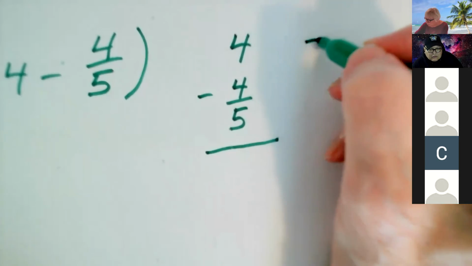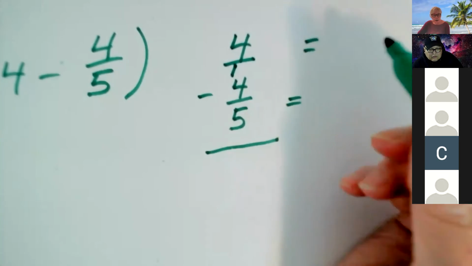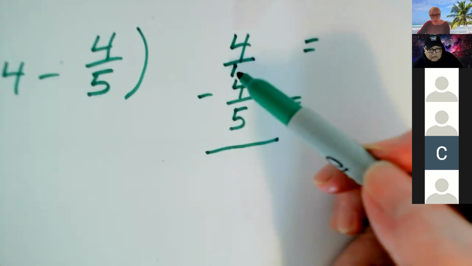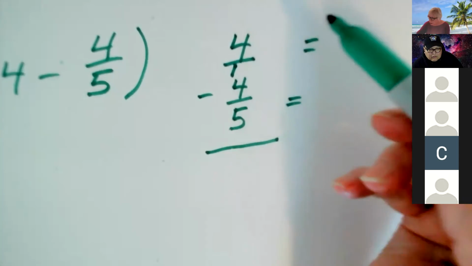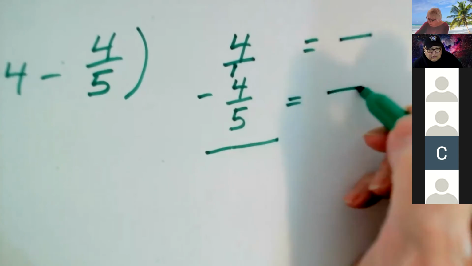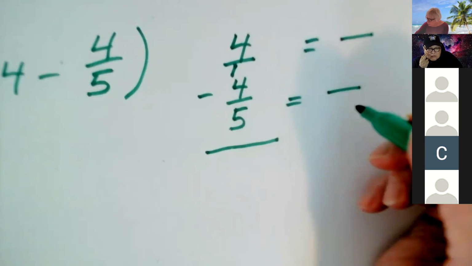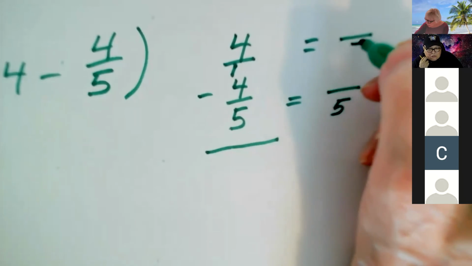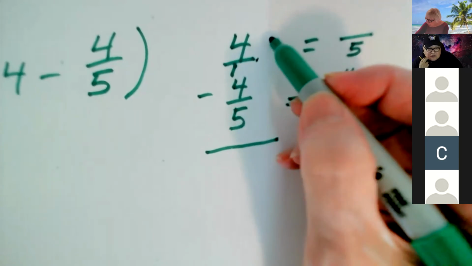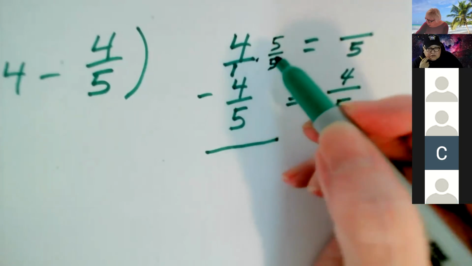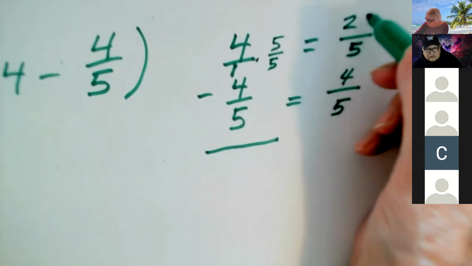Now, what would probably be the best is to make them both fractions. So 4 becomes 4/1, and this is subtracting 4/5. We need a common denominator. So the 1 and the 5 would actually do it, wouldn't it? So this is 4/5, and this needs to be multiplied by 5. So 1 times 5 is 5, 4 times 5 is 20.